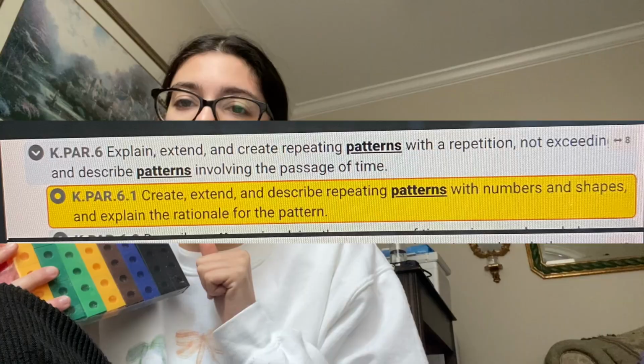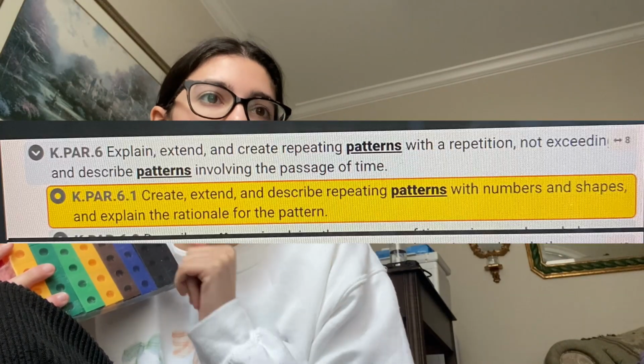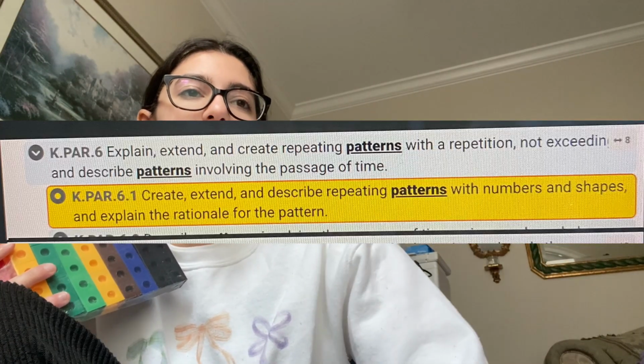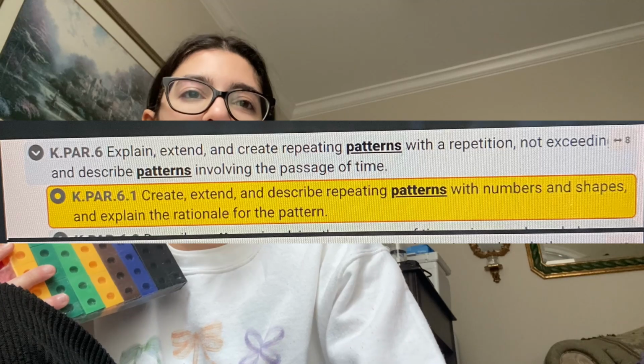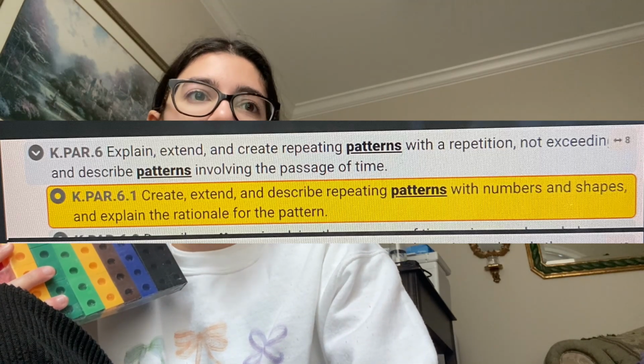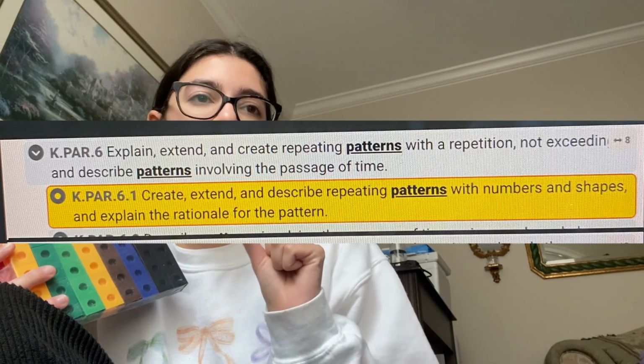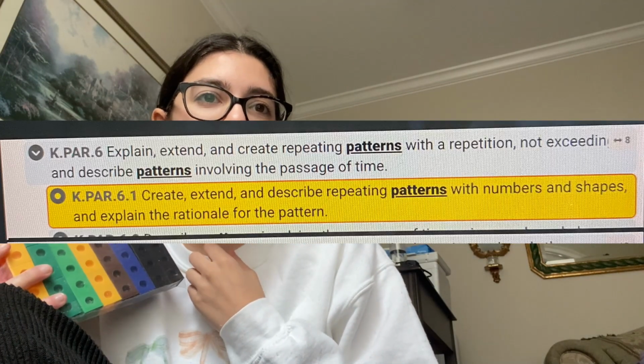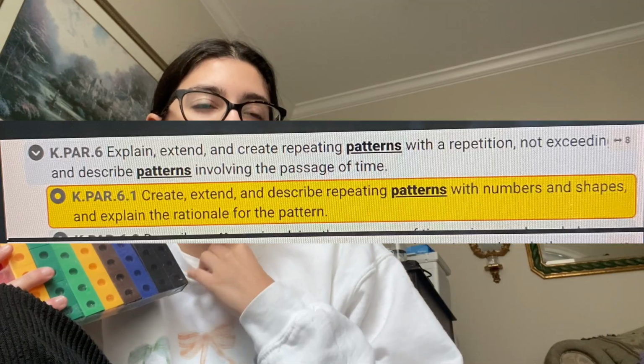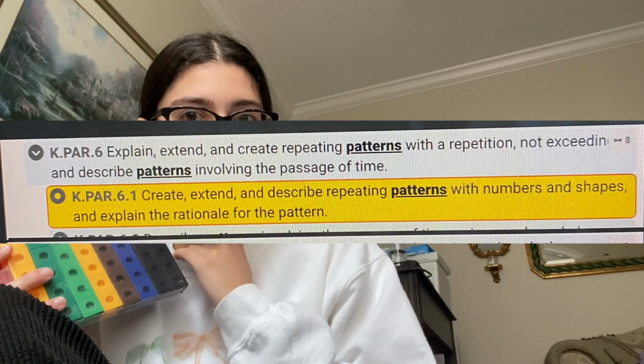So first was a kindergarten standard, which is KPAR 6, which is explain, extend, and create repeating patterns with a representation not exceeding 4, and describe patterns involving the passage of time. And then the substandard is create, extend, describe repeating patterns with numbers and shapes, and explain the rationale for the pattern. So, for example, on how to show that.